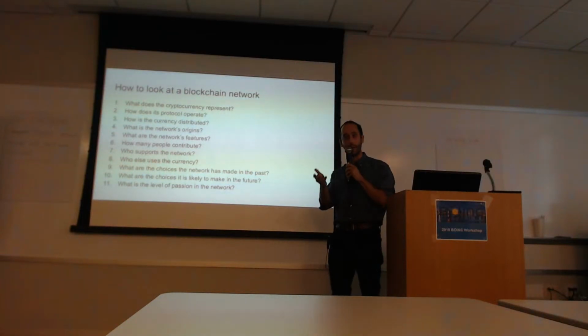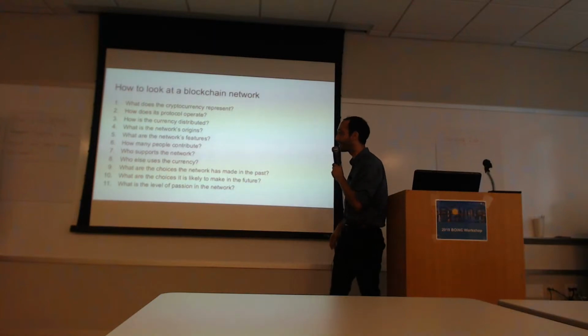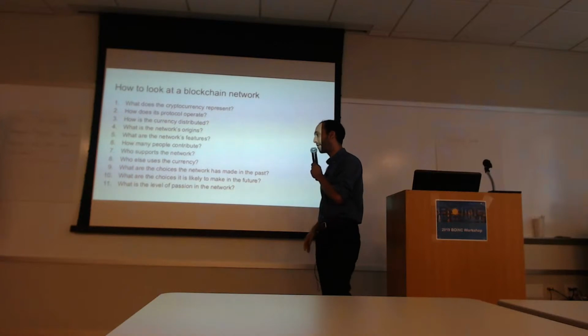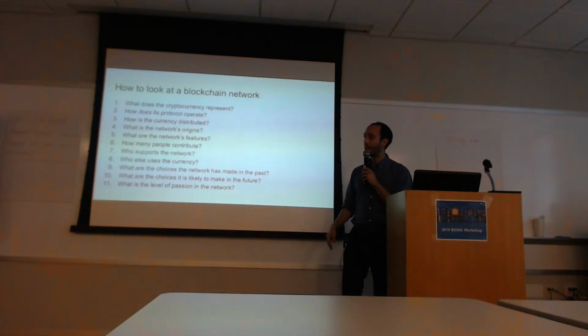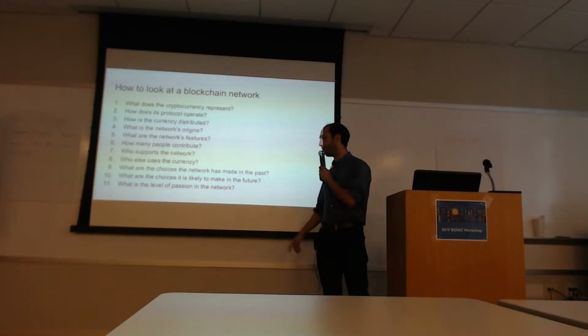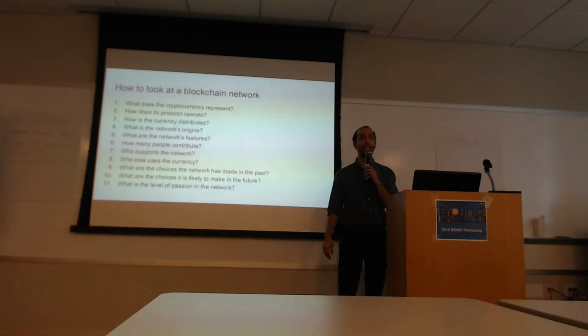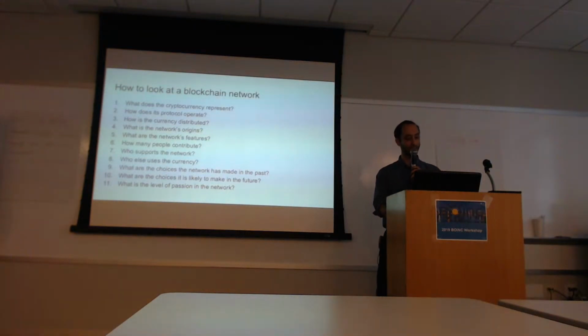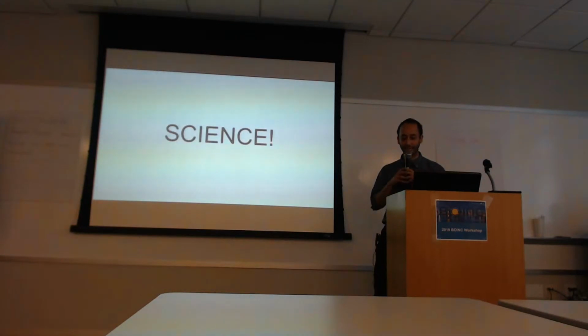For example, there are BOINC projects that accept GRC for donations. What are the choices the network has made in the past? What are the choices it will likely make in the future? That's like corporate responsibility. And what is the level of passion in the network? Because these are all open source currencies, open source economic models, you have to gauge the level of passion because passion drives this stuff. It's volunteer based with a twist, but I don't think I'll explain the twist today. All right, now we get to the science part.